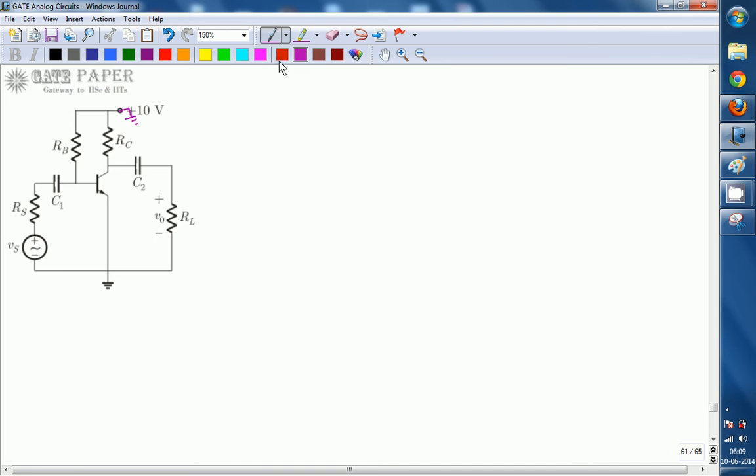For that, the first point is that the DC voltage source is grounded and C1 acts as a short circuit, because C1 is given as infinite. So XC, which is 1 by 2 pi FC, becomes 0. So C1 acts as a short circuit, and now the base terminal is directly connected to RS. We can draw like this. This is RS, and this is Vs. RS is connected to a transistor symbol, and RB is also connected between base and ground.